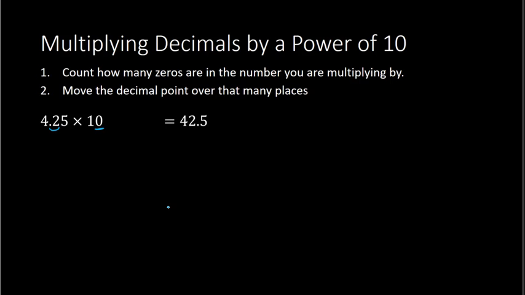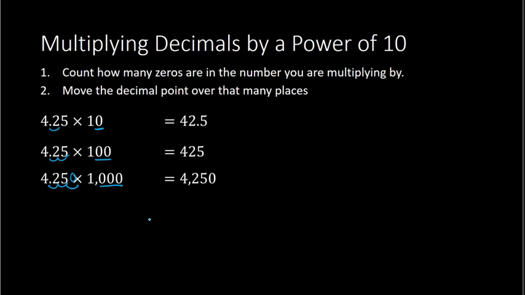Now if we had the same number and we multiplied by 100, here there are 2 zeros after the 1. So I move the decimal point over 2 places. So 1, 2 over after the 5 to get our answer of 425. Now if we multiplied by 1000, there are 3 zeros, so I move the decimal point over 3 places. So it goes 1, 2, then we have to add a 0 at the end to move it over a 3rd place, and that gives us 4,250.